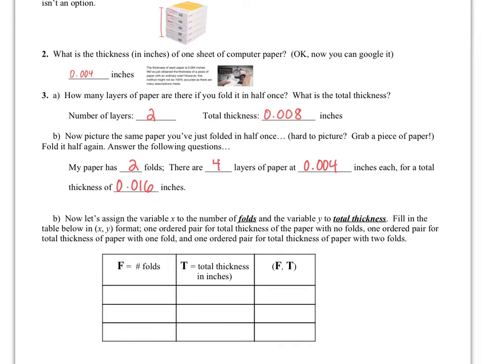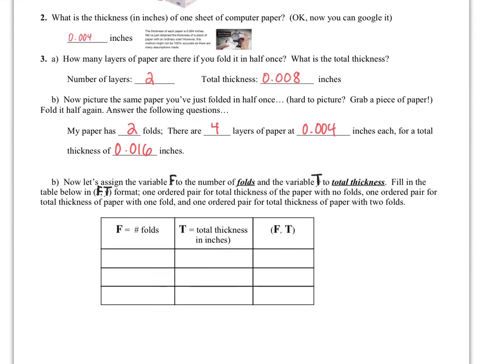Now let's assign some variables. There's a typo here, so I'm going to fix it. Let's use the variable f to represent number of folds and the variable t to represent total thickness. We're going to fill in the table below, and then we're going to complete it with ordered pairs in f, t format. One ordered pair is going to represent the total thickness of the paper with no folds, one ordered pair with 1 fold, and one ordered pair with 2 folds.